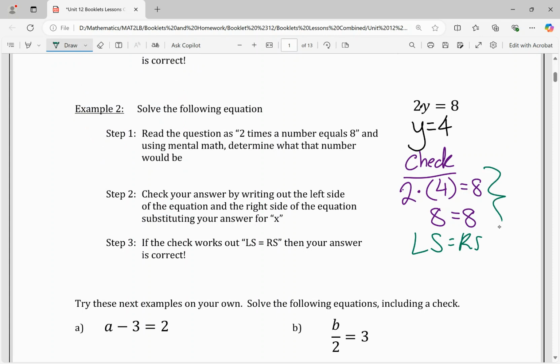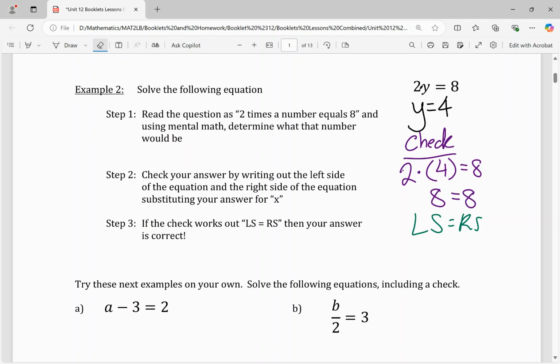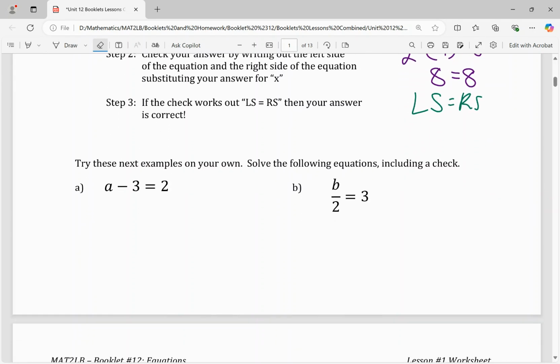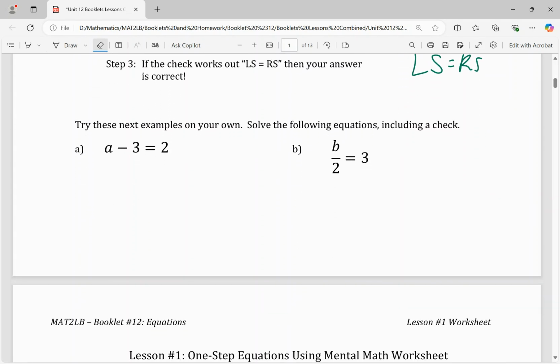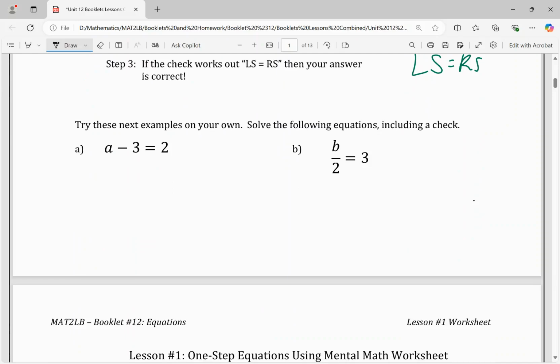This checking statement might seem a little bit trivial, a little bit redundant almost for now, but that is going to be a useful strategy once we get into more complex equations. So try these last couple examples, use mental math to figure out what the variable needs to equal, and then make sure that your answer matches mine and is correct.